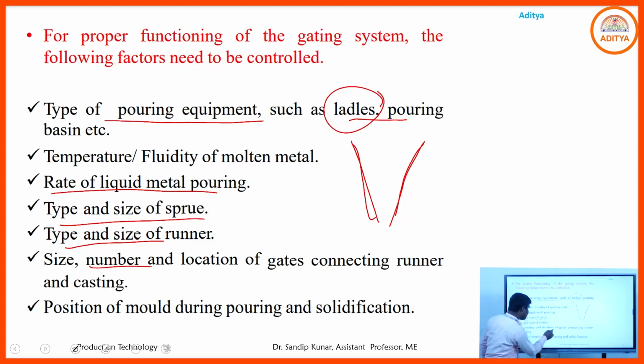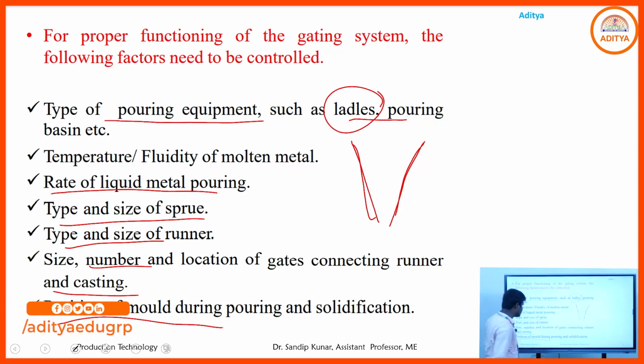Another important issue is the size, number, and location of the gates connecting to the runners. The flow of molten metal to the mold cavity is controlled by the gates, which are connected to the runners. Position of the mold during pouring and solidification is also important. The mold may be vertical, horizontal, or inclined, and that also affects the proper functioning of the gating system.